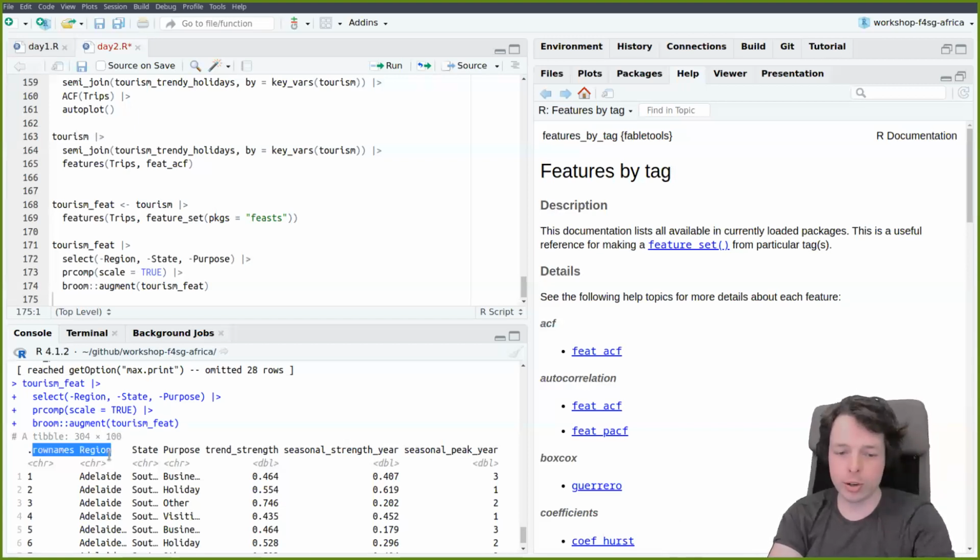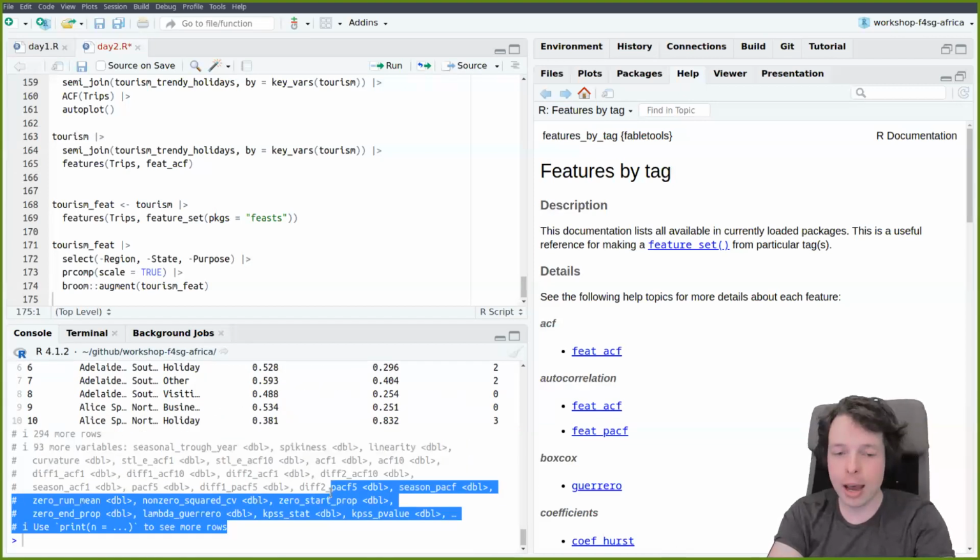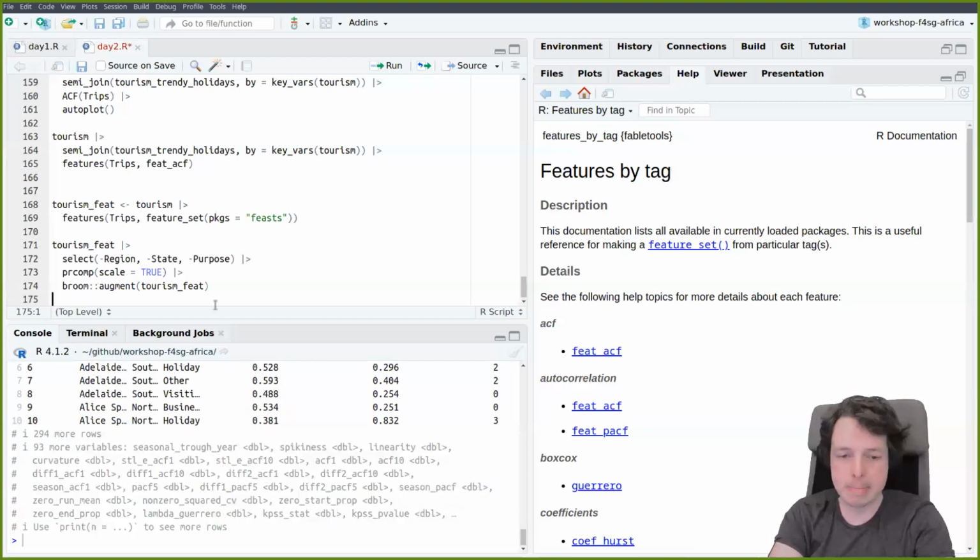The first 3 columns, or even the first 4 columns, are metadata, the regions, the key variables, and the row names. The next 48 variables are my features. And then right at the end, which isn't even shown here, I have my principal components. So I'm going to save this as tourism principal components.